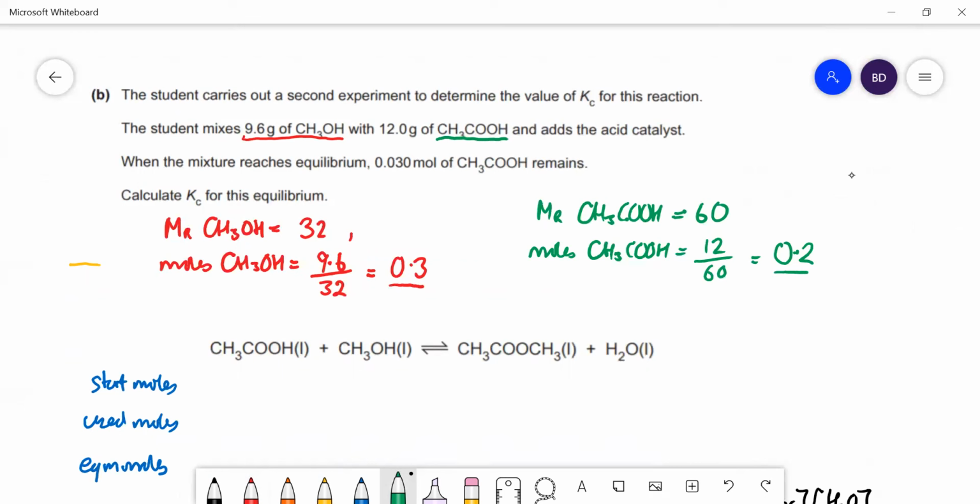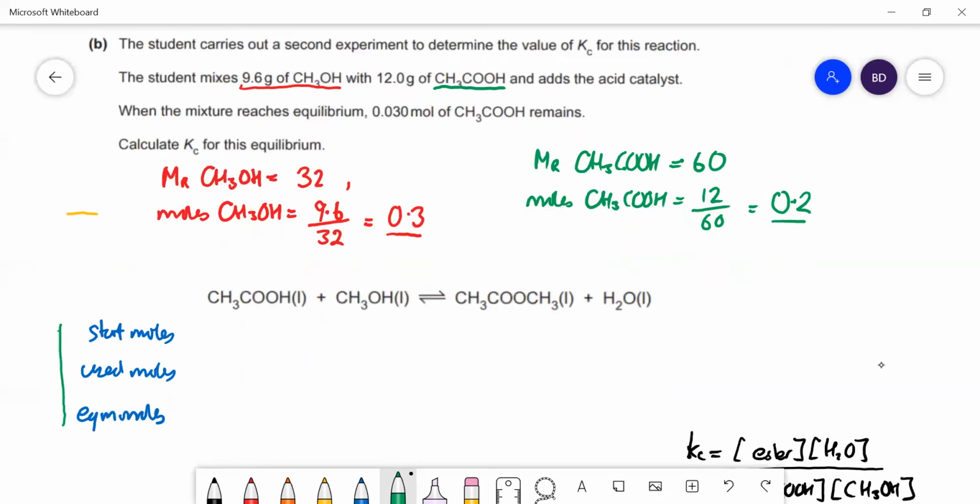Right, so we need to fill in this table here: start moles, used up moles, and equilibrium moles. Sort of fairly standard way of doing these. Okay, so let's put that in. So start moles of ethanoic acid, that's 0.2. Start moles of methanol is 0.3.